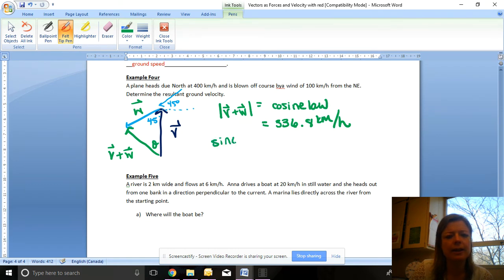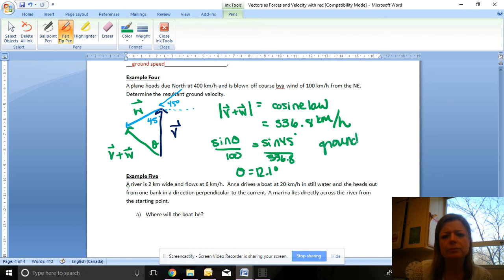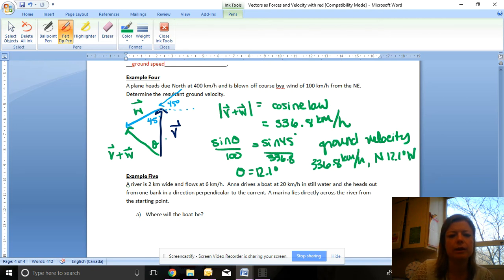And then to get theta, we can use sine law. So sine theta over 100 equals sine 45 degrees over our 336.8. So when you solve for that, you get 12.1 degrees. So we can say that our ground velocity is 336.8 kilometers per hour, and they're going north 12.1 degrees west. So you define it, you're going north and then that much to the west from the northerly direction.